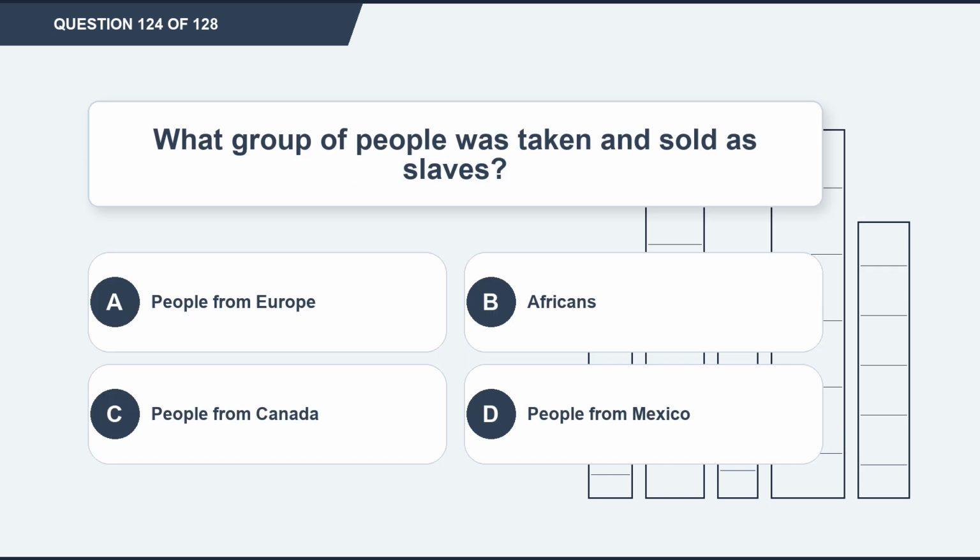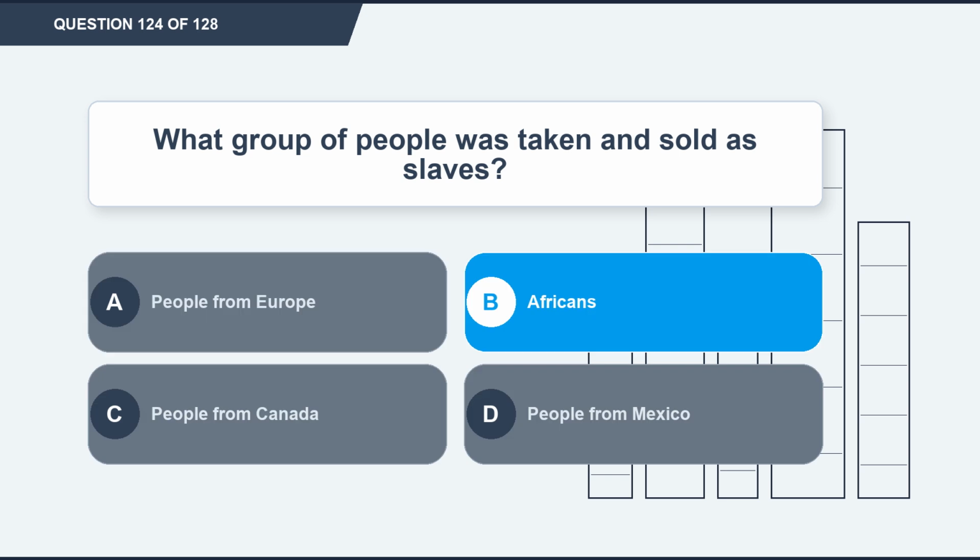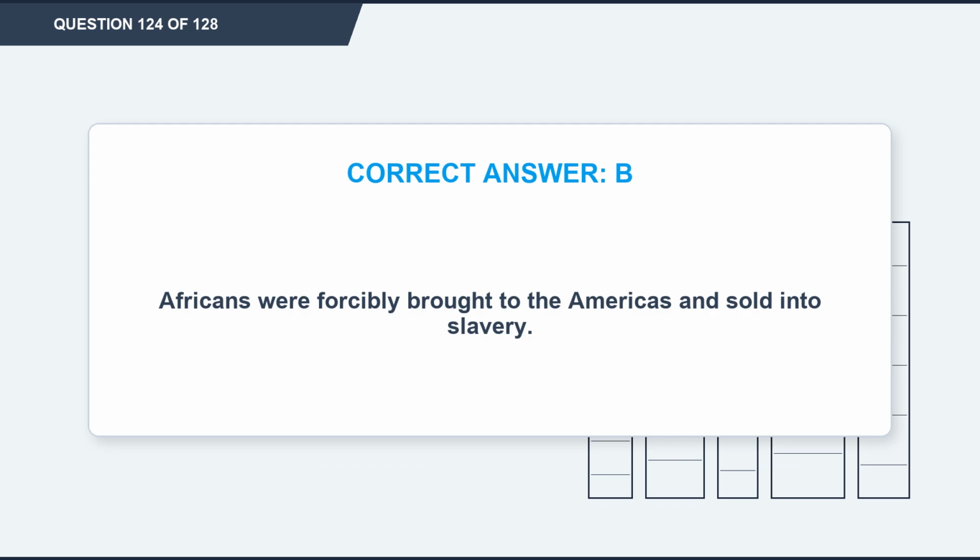Question 124. What group of people was taken and sold as slaves? Option A, people from Europe. Option B, Africans. Option C, people from Canada. Option D, people from Mexico. The correct answer is option B, Africans. Explanation. Africans were forcibly brought to the Americas and sold into slavery.